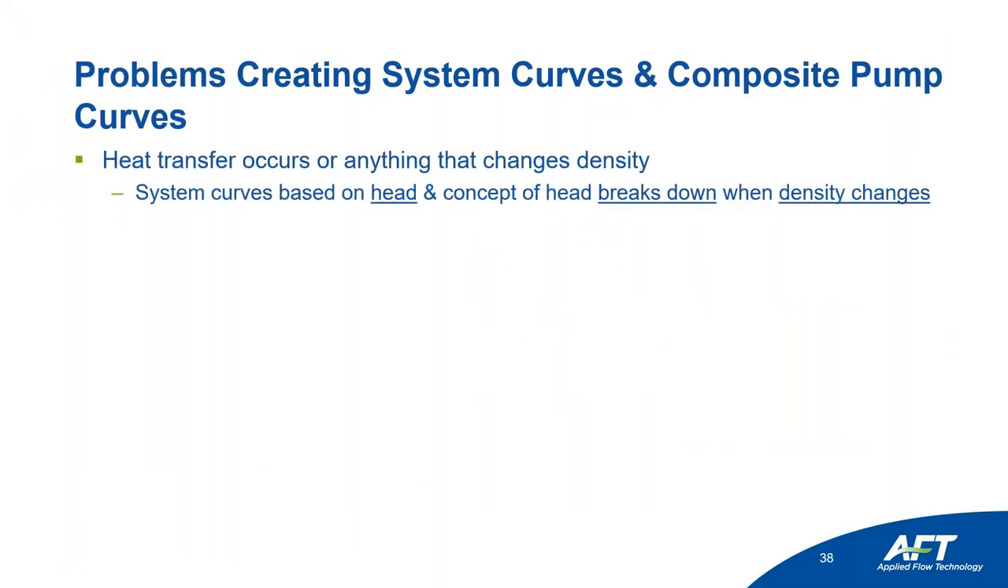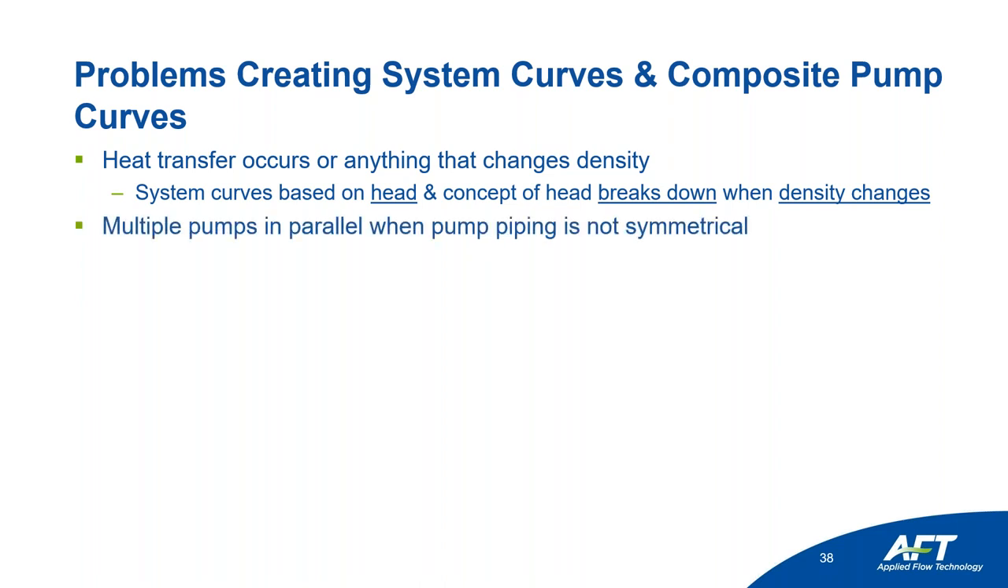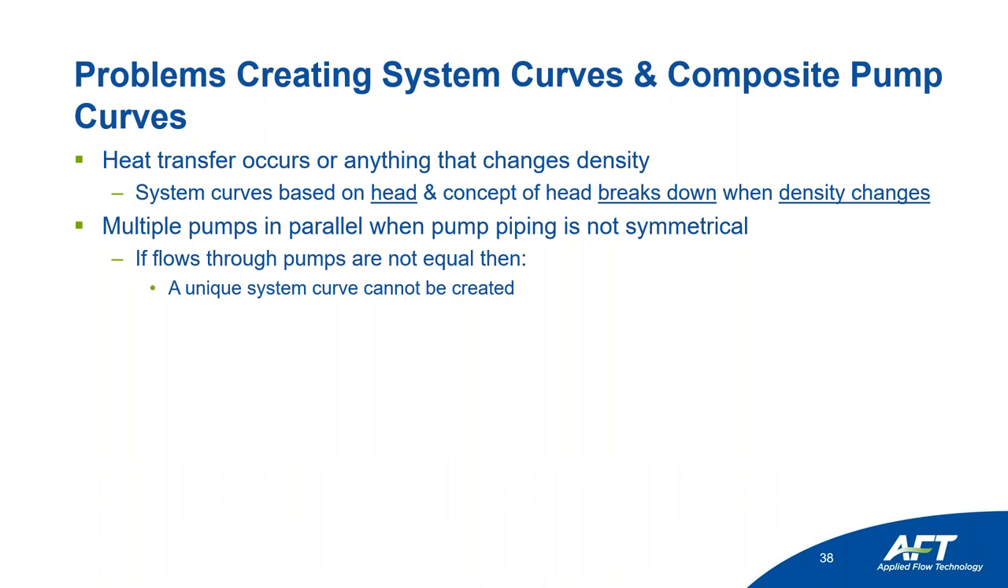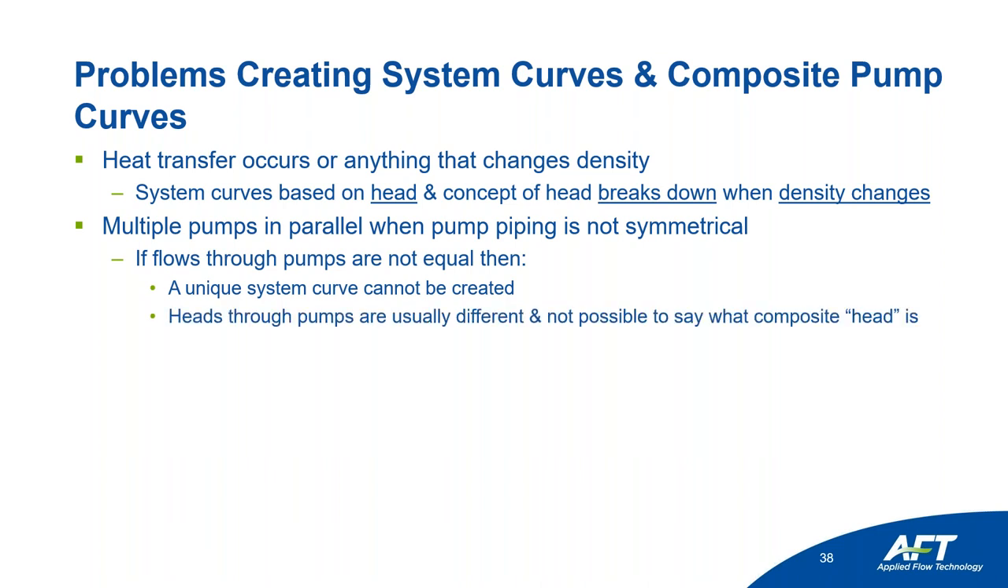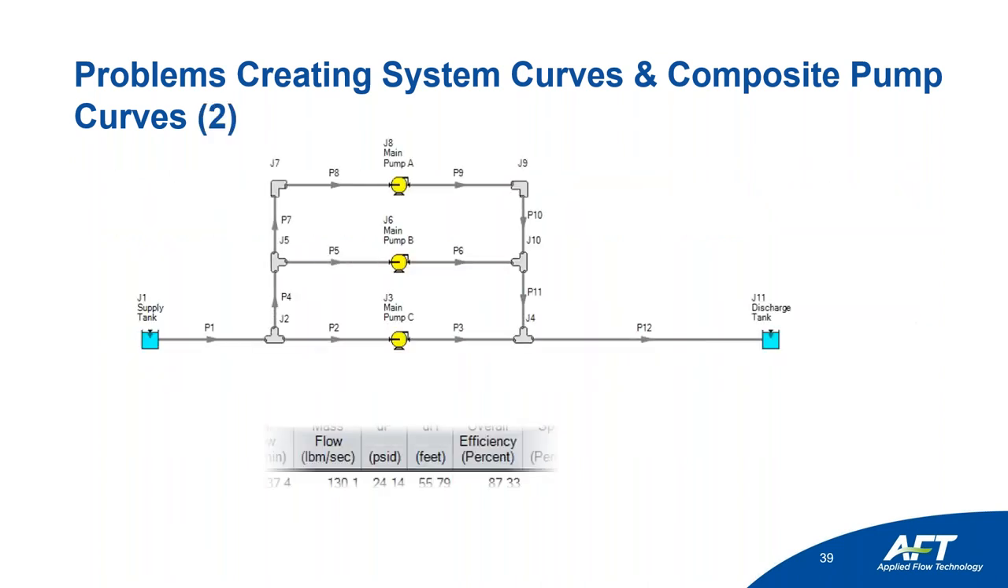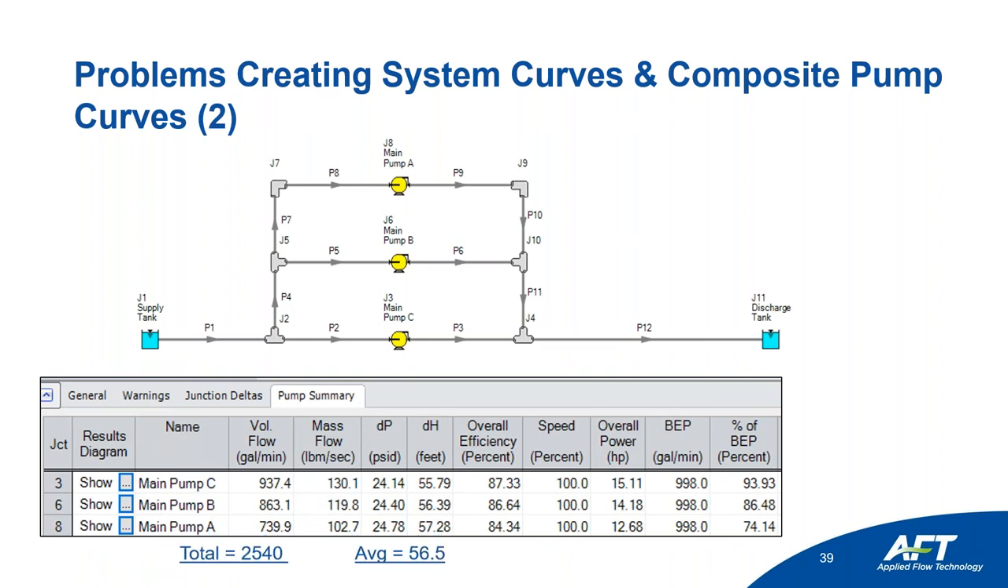So, there are problems that are involved when creating system curves for composite pump curves, heat transfer, anything that changes the density. The concept of a single head curve breaks down with density changes. Also, if you have multiple pumps in parallel where your piping is not symmetrical, there's different ways that a system curve can be created. So let me jump to this screenshot here.